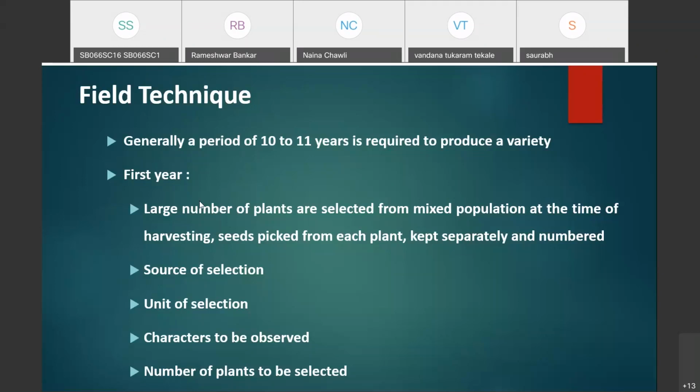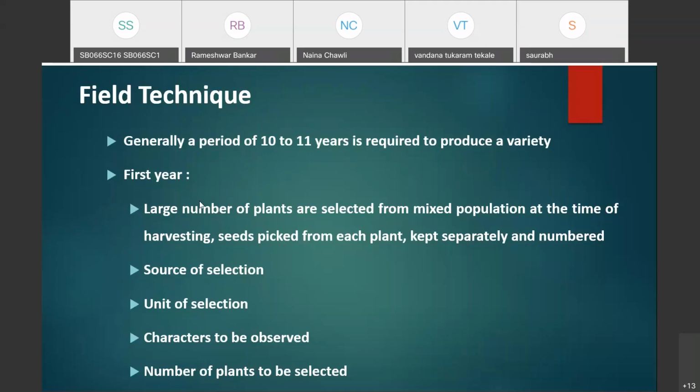Okay, during the first year, a large number of plants are selected from the mixed population at the time of harvesting. Their seeds are picked from each plant. These seeds are kept separately and numbered. Okay, that is the major difference between mass selection and pure line selection.